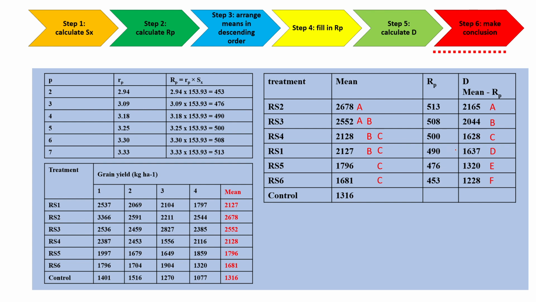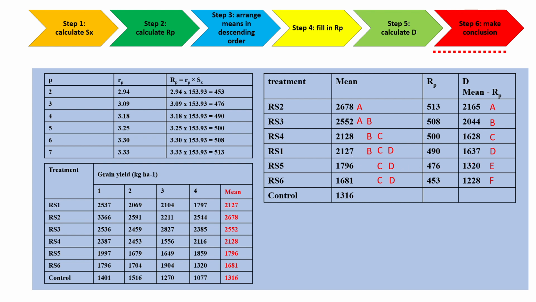And let's move to D. 2127, larger than D. 1637, yes. 1796 compared to D, yes, larger. 1681, is it larger than D? 1637, yes, slightly larger. Then you label with D. And control, compared to D, it's smaller. Then let's move to E.